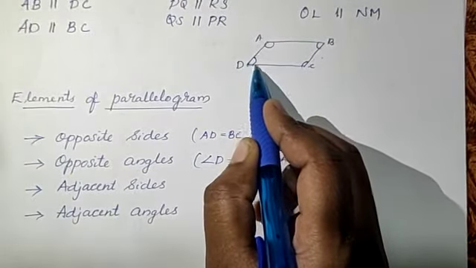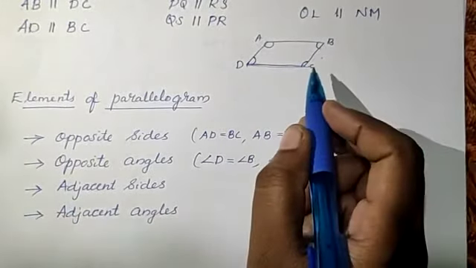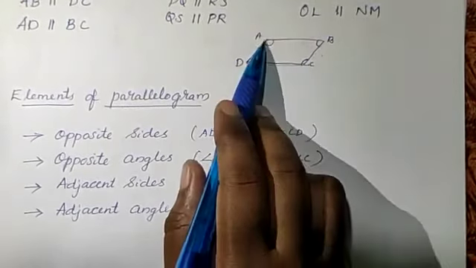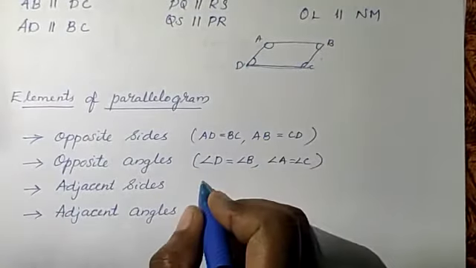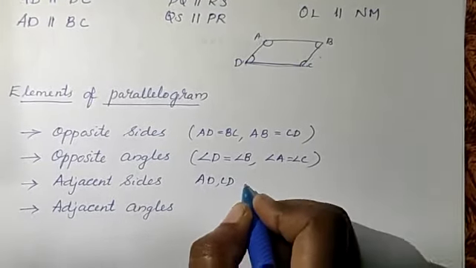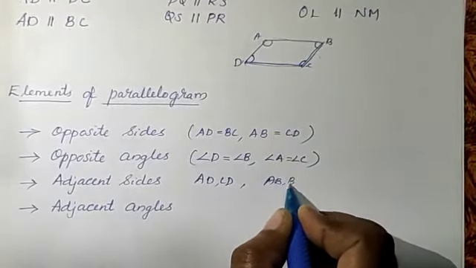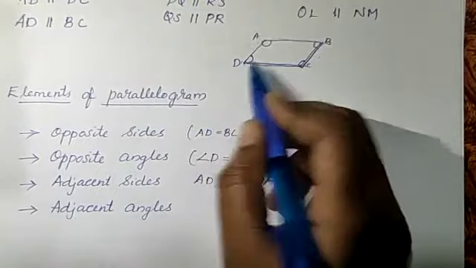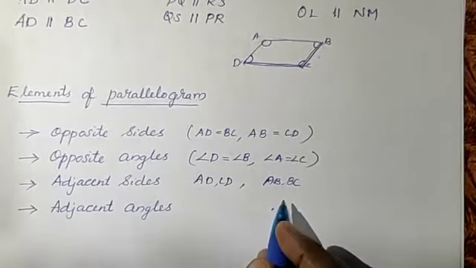Then adjacent sides. AD is adjacent to DC. The adjacent sides AD and CD. AD and CD are adjacent sides, and AB and BC are adjacent sides. BC and CD are adjacent sides. Okay, these are the adjacent sides. They will not be equal.